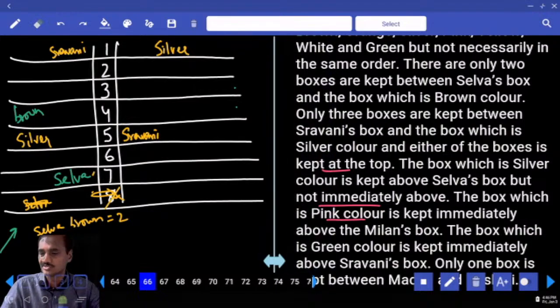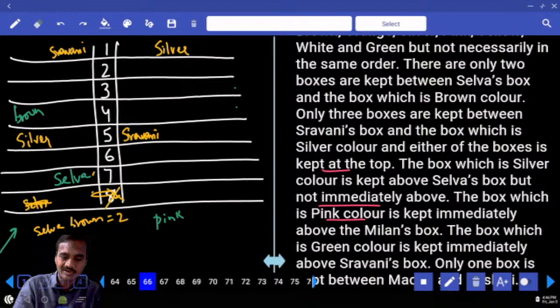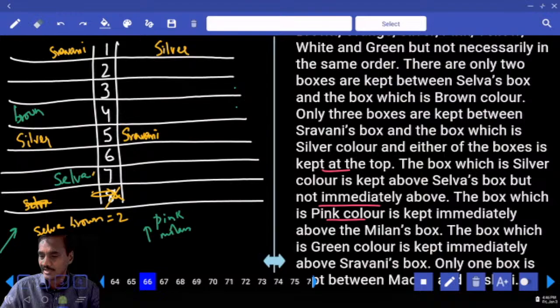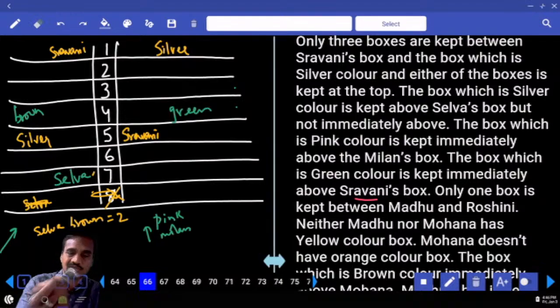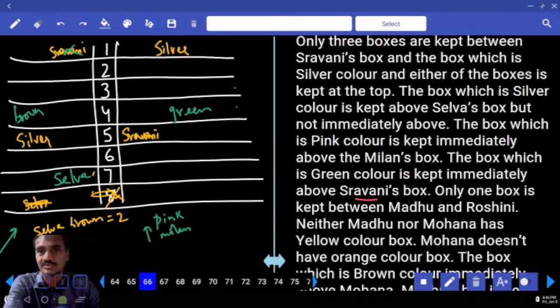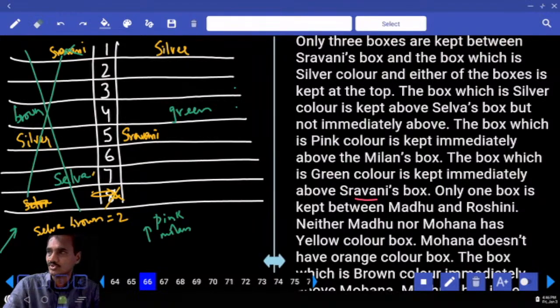The box which is pink is kept immediately above melon. Now pink is immediately above this melon's box. And next, the box which is green color is kept immediately above Shravani. Immediately above Shravani, what is that color? Green. Is it possible here? No. This case is completely ruled out. Clear? Now we are left with only this one.